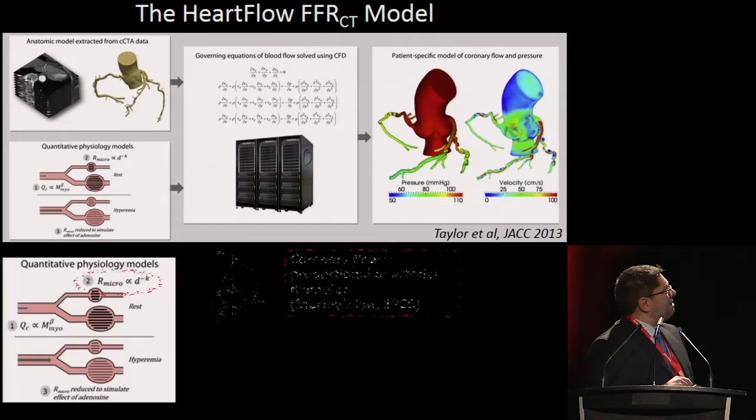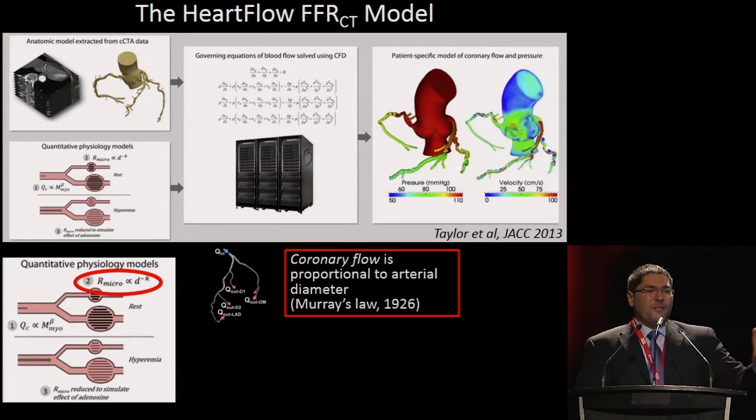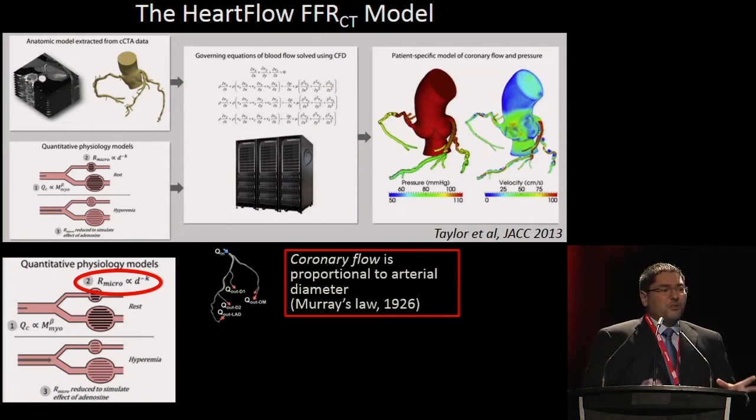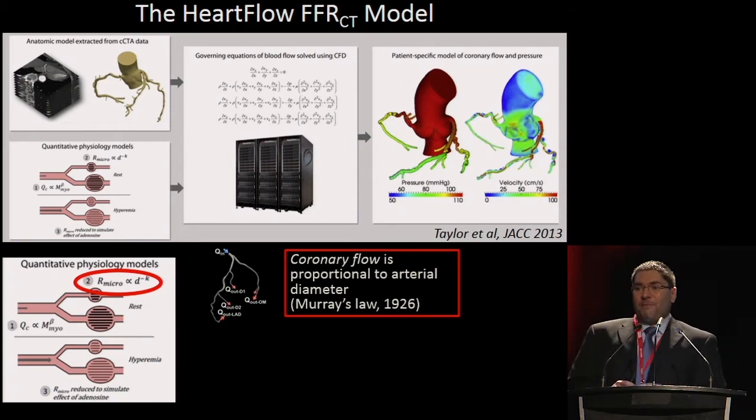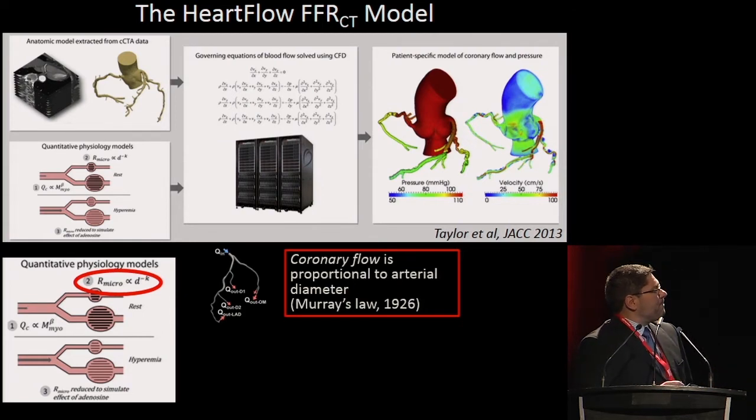And this thing basically has two components. The first component goes back all the way to the 1920s. Cecil Murray and Murray's law, which said that nature doesn't build coronary arteries, or any vessel for that matter, arbitrarily. They are built based on the amount of flow that they need to carry. So the coronary flow is proportional to the coronary diameter.